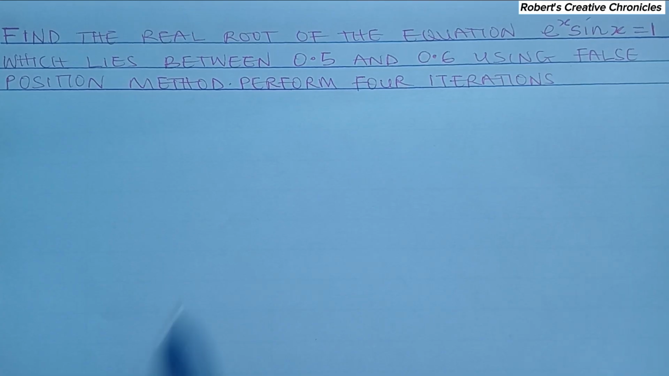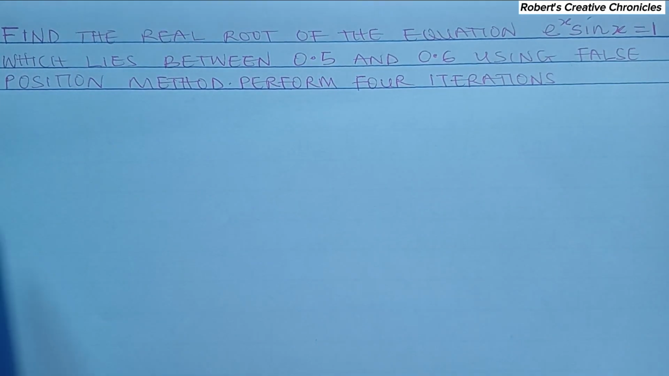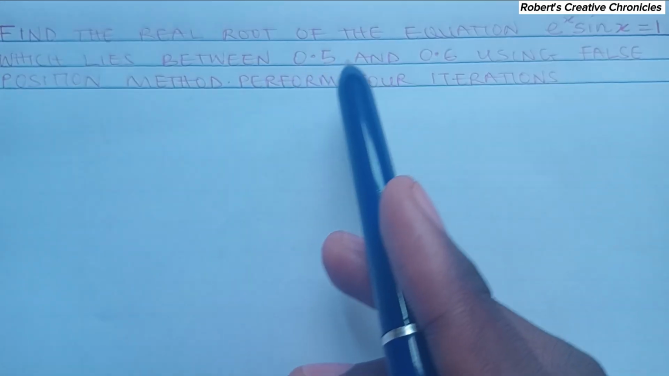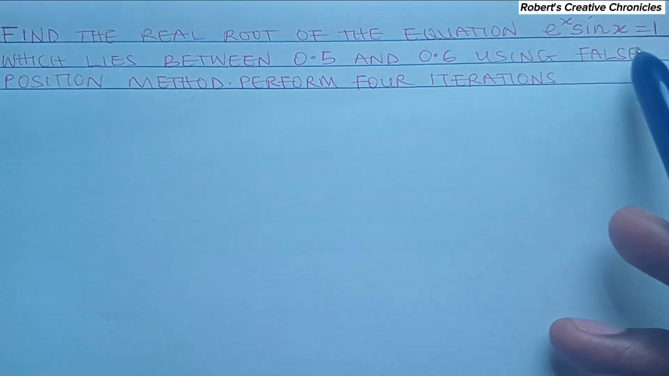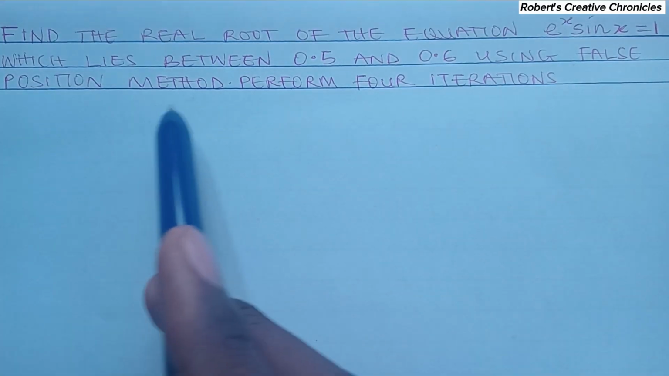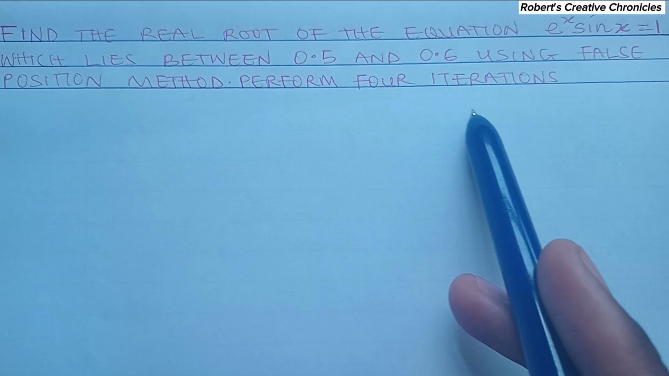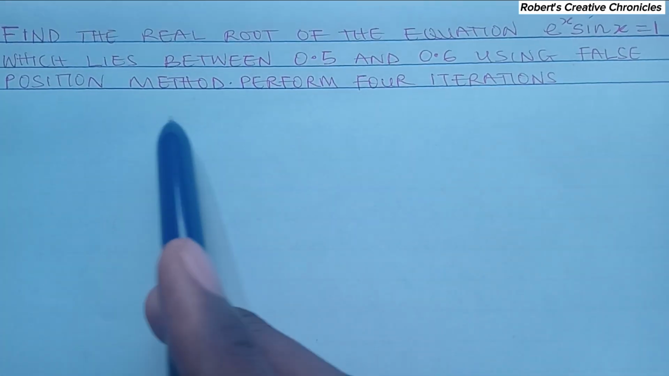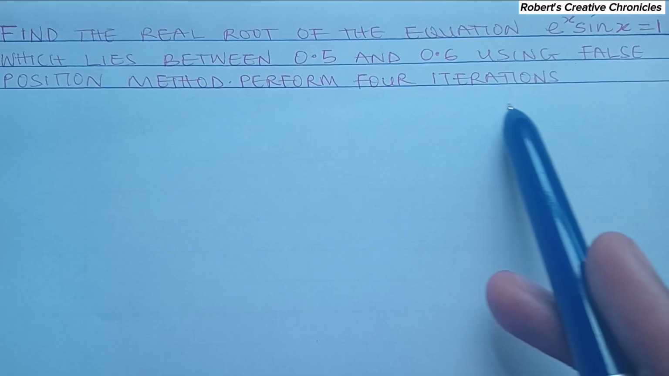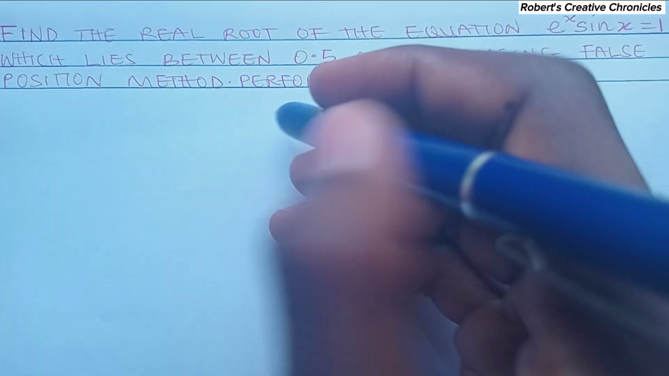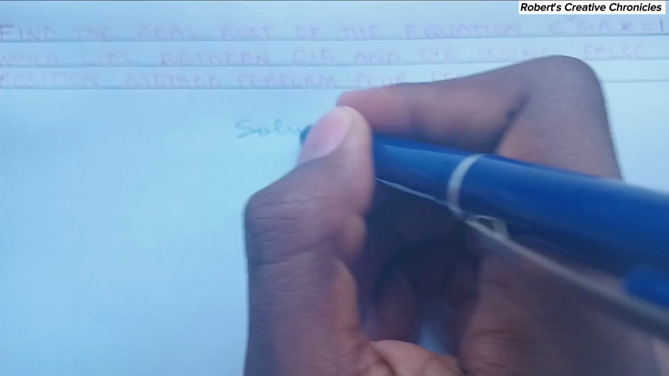So today we'll be solving this question, which states: find the real root of the equation e^x sin x = 1, which lies between 0.5 and 0.6, using the false position method. Perform 4 iterations. So, solution.